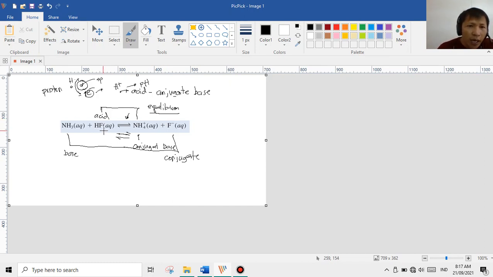So basically, your acid is HF and your conjugate base is NH4 plus for this problem. And your base is NH3 and your conjugate acid is fluoride. The AQ means aqueous, so there is water present.